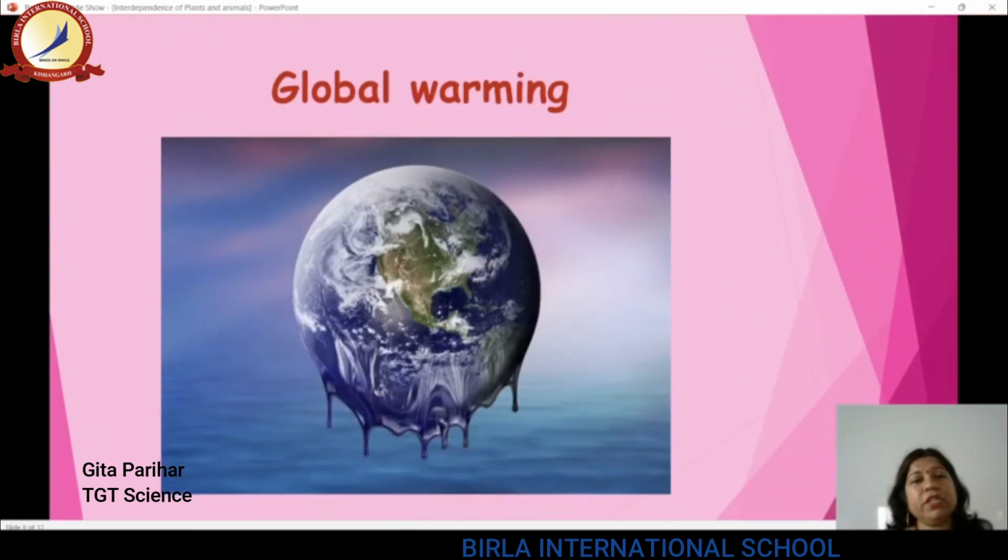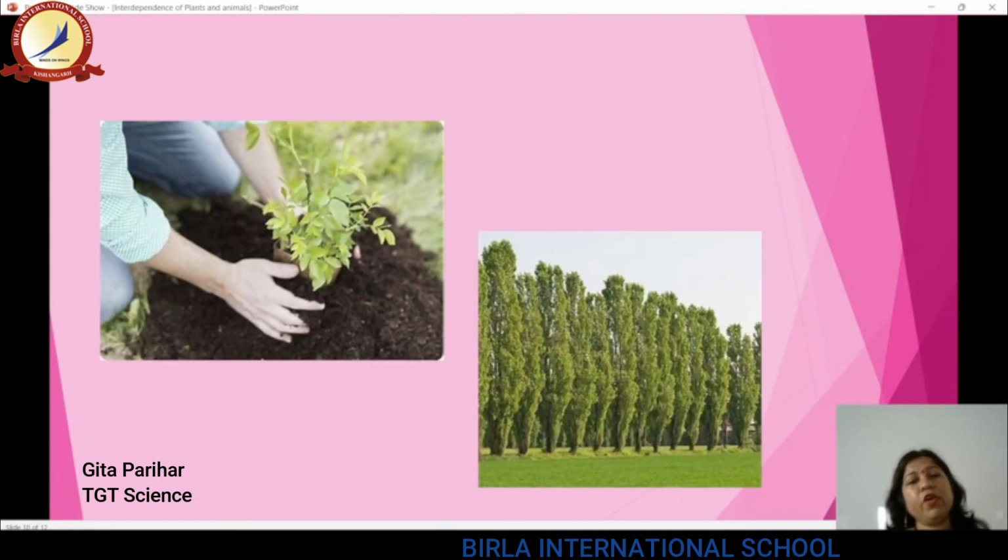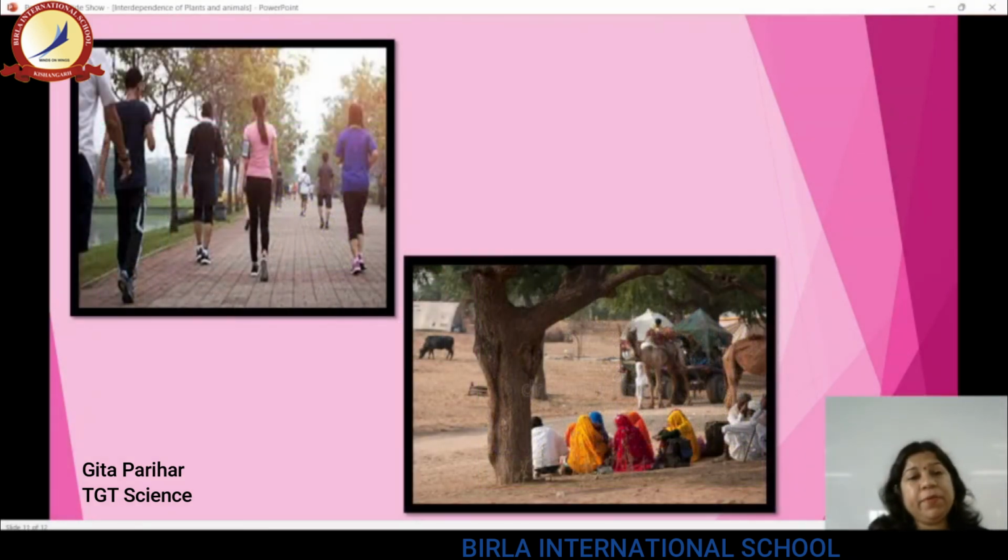Now, you must have heard about global warming. Global warming occurs due to increasing greenhouse gases in the atmosphere, and carbon dioxide is one such greenhouse gas which is increasing in the atmosphere. How can we decrease the amount of carbon dioxide? We already know that during the daytime, the plants are doing photosynthesis and they are taking carbon dioxide from the atmosphere. So if we grow more plants, if we grow more trees, we will be able to reduce the carbon dioxide in the atmosphere.